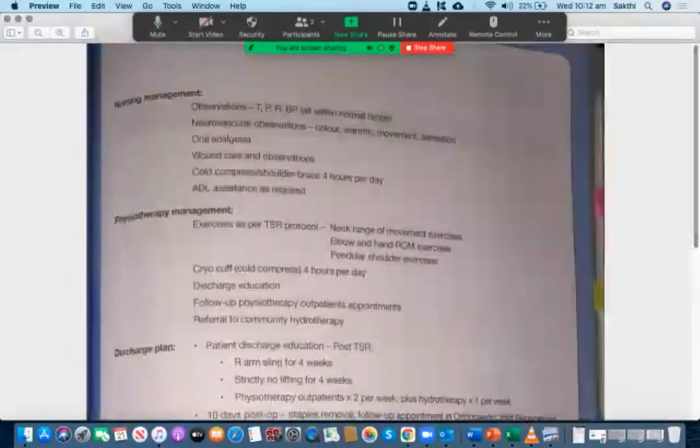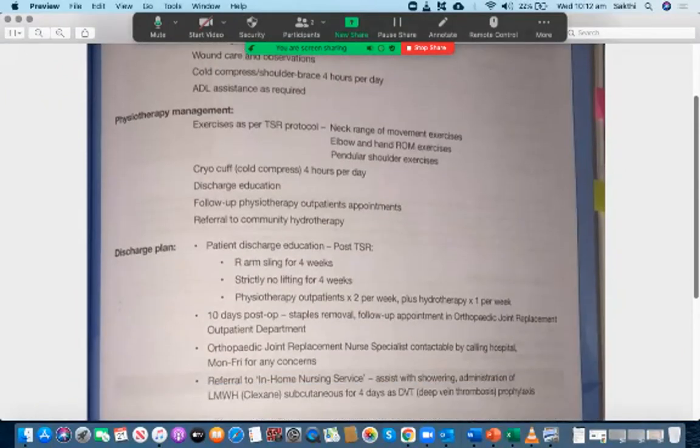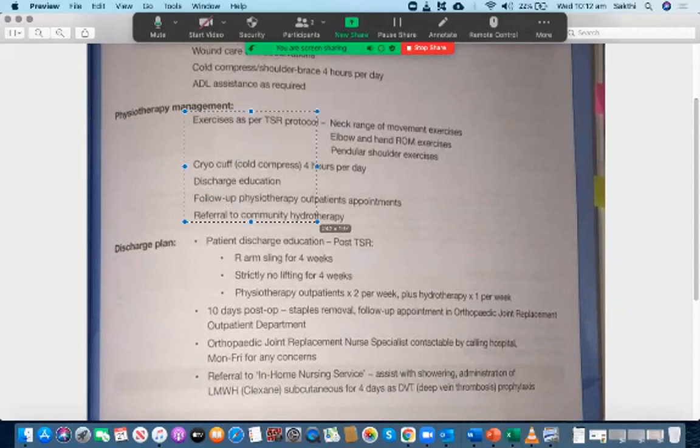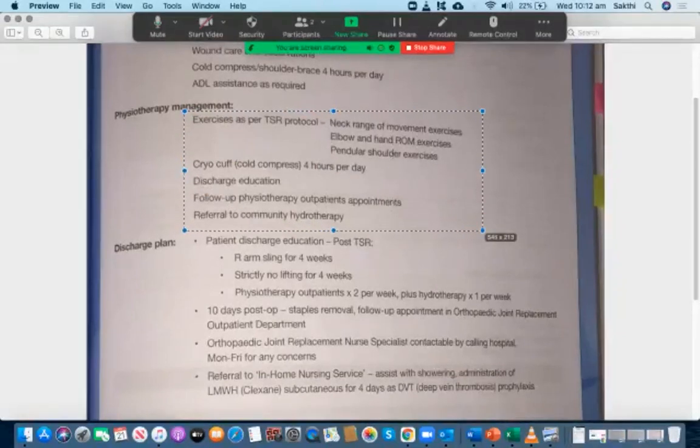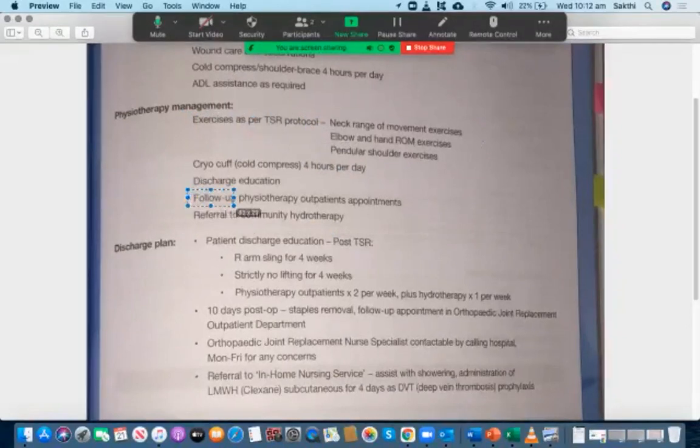Right. Okay, nursing management observations, BP are all normal. Normal vital signs are good. We don't need to mention them separately. Neurovascular observations, color, warmth, movement, so that's done. Oral analgesia, wound care and observations, that's all right. Cold compression brace, that's okay. ADL assistance, that's fine. Physiotherapy management is not needed because you're writing a letter to the nursing home. But you can simply mention that this is as per the TSR protocol, that's okay. Follow-up physiotherapy appointment, yes, the appointment needs to be mentioned.